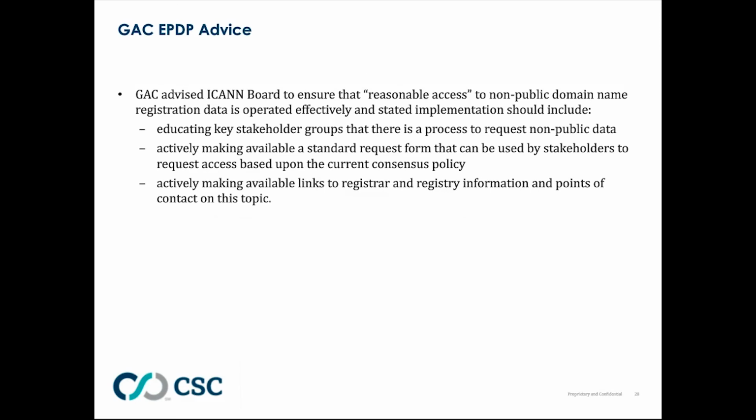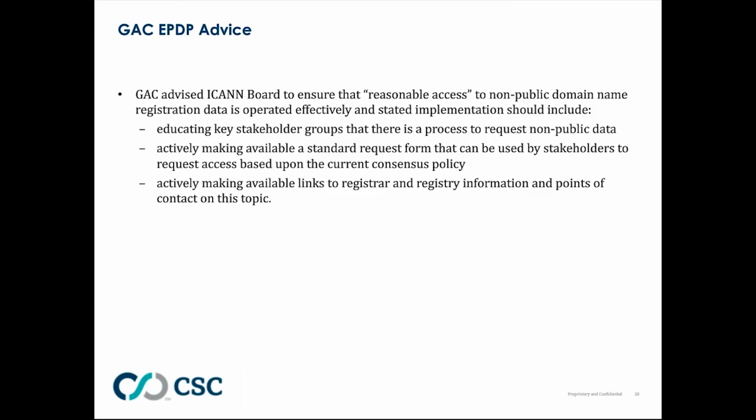And then finally, let's talk about the GAC advice related to the EPDP process. So the GAC has been following the EPDP very carefully. They've been sending representatives to even participate in some of the groups, to listen and make sure that they're keeping pace with what is being discussed. And in this communique, the GAC advised the ICANN board to basically ensure reasonable access to non-public domain name registration data. So that's the contact data that we were talking about, that non-public data.